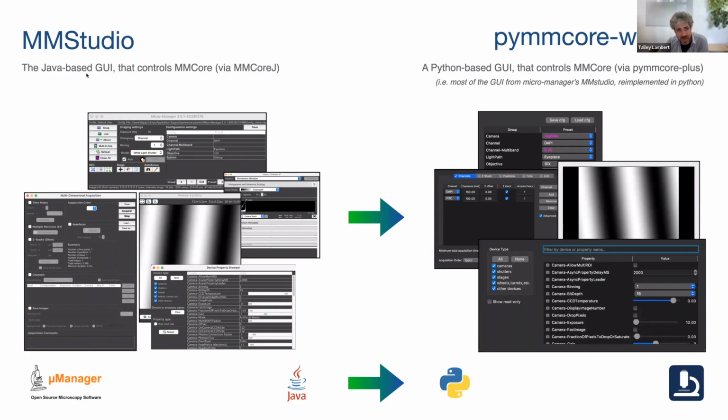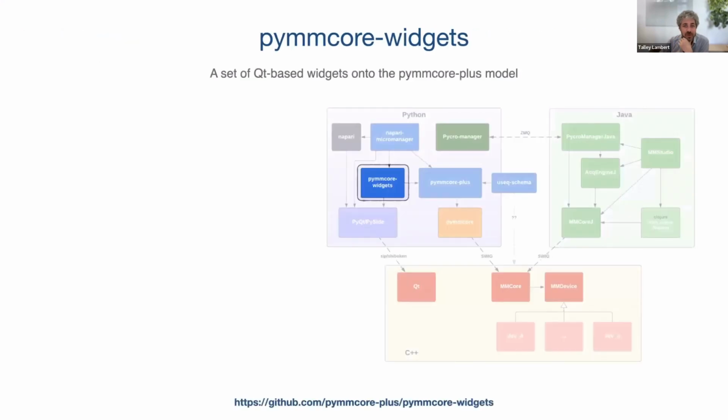MM Studio, again, is the Java-based GUI that controls the C underlying core via MM Core J. This is all the stuff that we know and love from Micromanager. PyMM Core Widgets essentially tries to re-implement most or all of those in Qt in Python, controlling the core via PyMM Core Plus and staying in Python and C++. Most of those things are there ready to go. That is what widgets are.